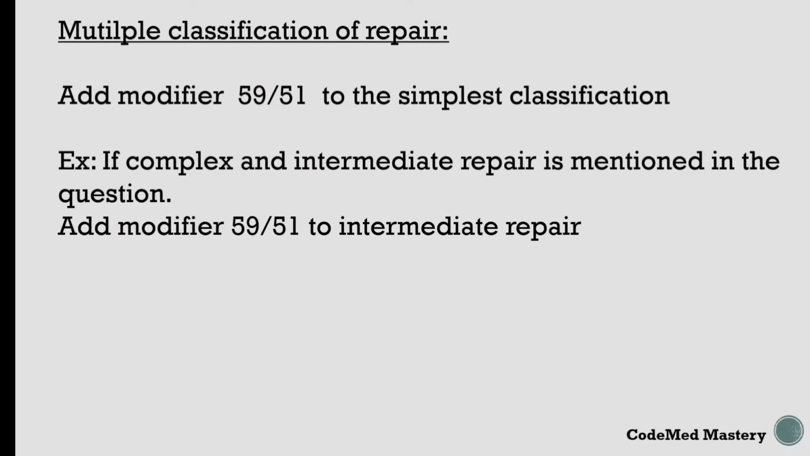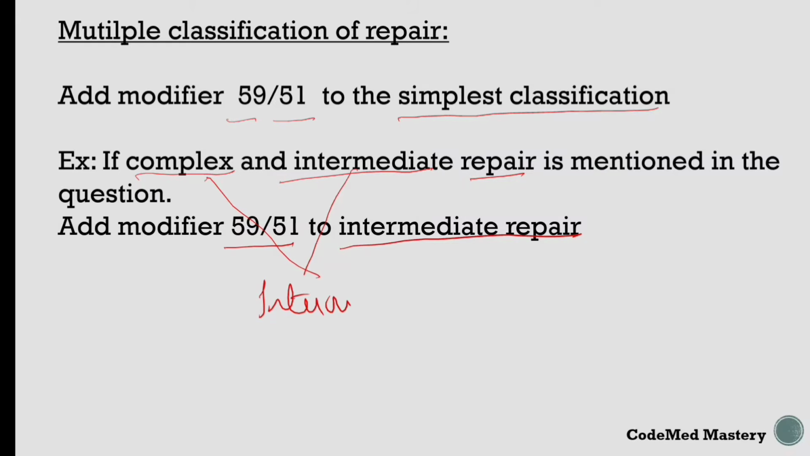This is another guideline, that is for multiple classification of repair. That is, you have to add modifier 59 or 51 to the simplest classification only. For example, if in the question complex and intermediate repair both are present, then you can code both, but you have to add modifier 59 or 51 to intermediate repair, because when you compare complex and intermediate repair, which is the simplest one? Intermediate, right? So you have to add the modifier 59 or 51 to the intermediate repair.